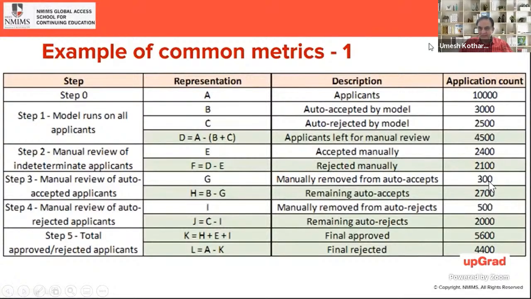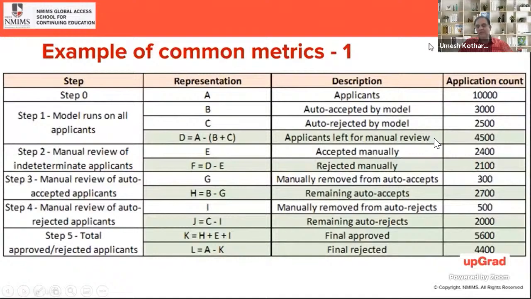You manually remove from auto accepts. What does that mean? If you've auto accepted 3,000, 300 of them have been removed for whatever reason, and therefore the balance of auto accepts now becomes 2,700. Manually removed is 500 out of 2,500, so therefore the balance is 2,000. Looking at the net between the system as well as you, 5,600 total accepted, and therefore 4,400 total rejected.